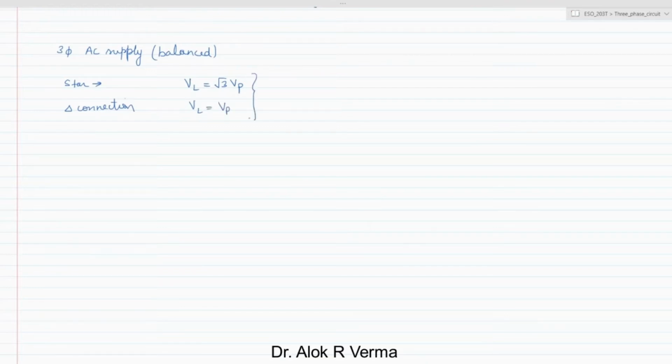loads. So now we can just write this: three-phase AC supply which is balanced. Balance means the magnitude is same and the phase difference is also 120 degree. Okay, so in case of star connection, we have line voltage as root 3 times of phase voltages, and in delta connection we have line voltage as phase voltage. So this is one of the important things.